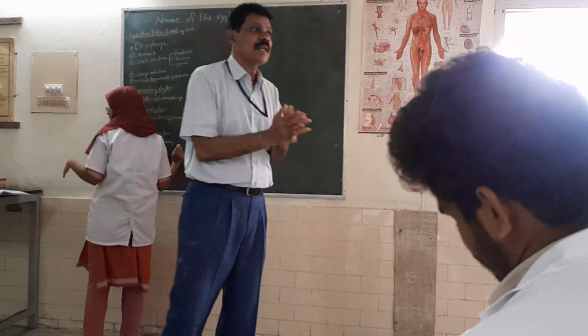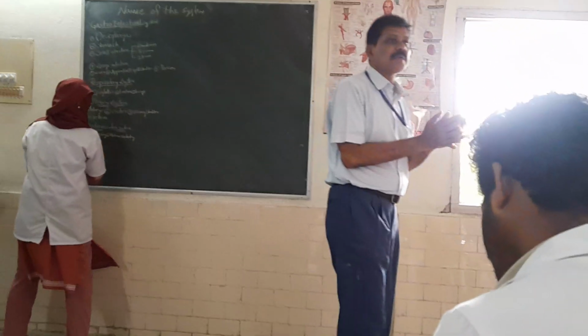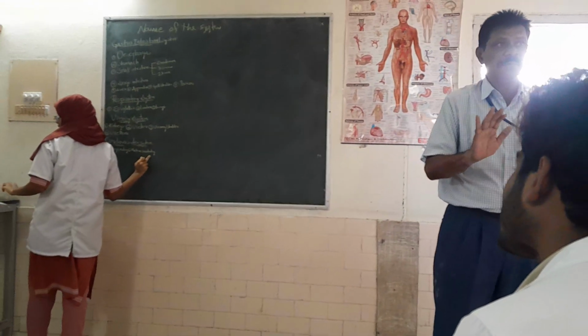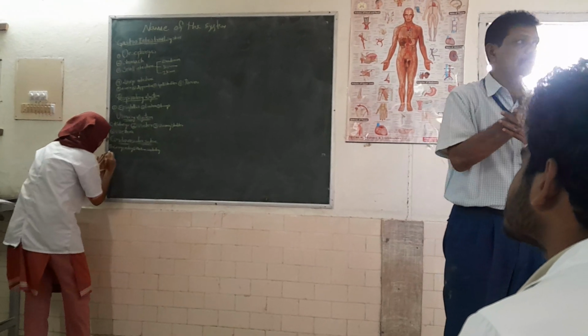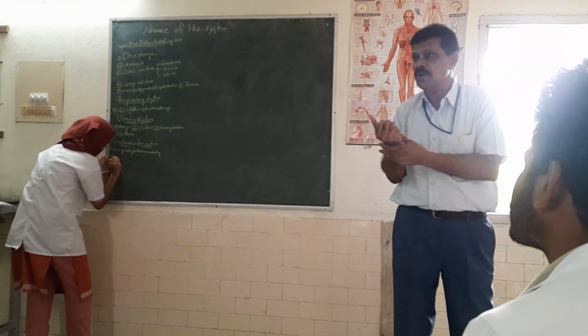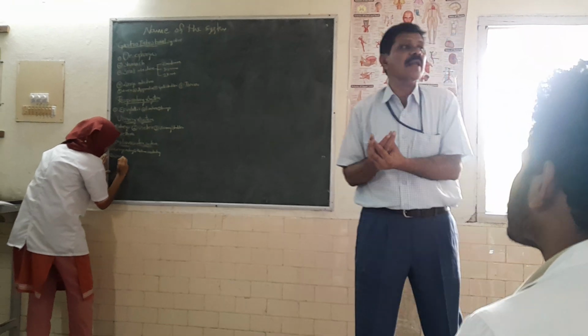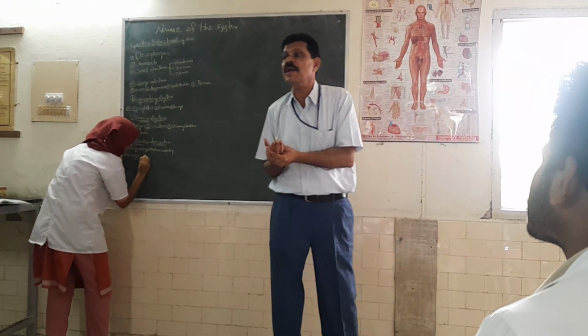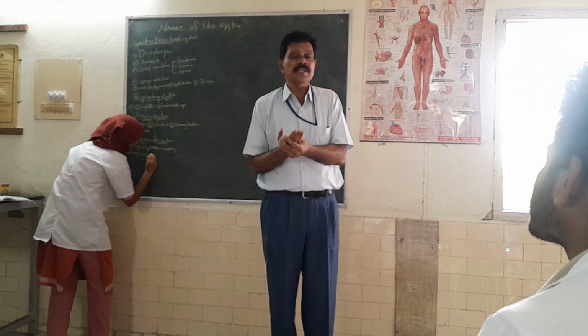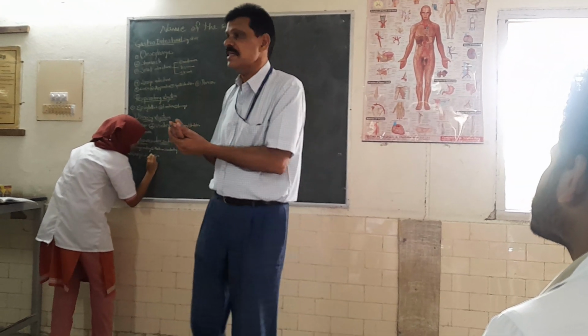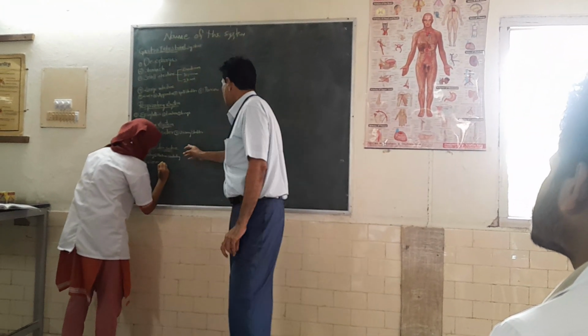So in the urinary system, transitional epithelium is there. Sometimes it shows a single layer, sometimes it shows multiple layers. That is why it is called transitional epithelium. It is also called urothelium. Urothelium is the main feature of the urinary system. Next, what is being written?